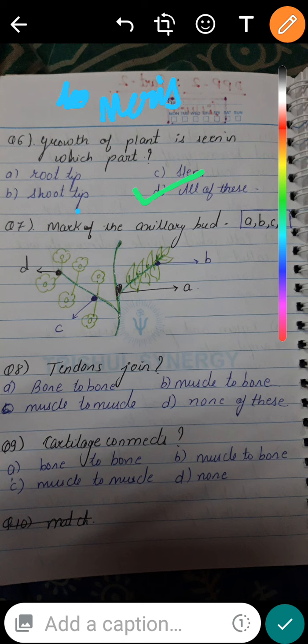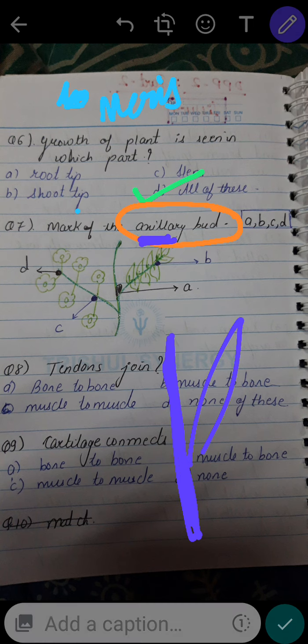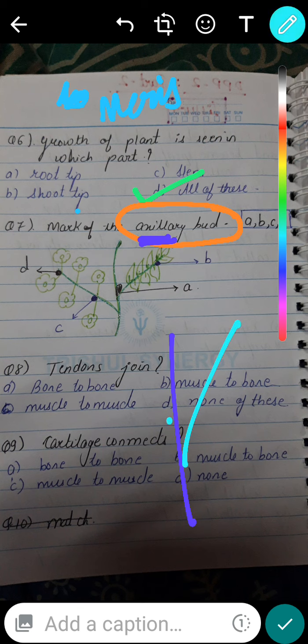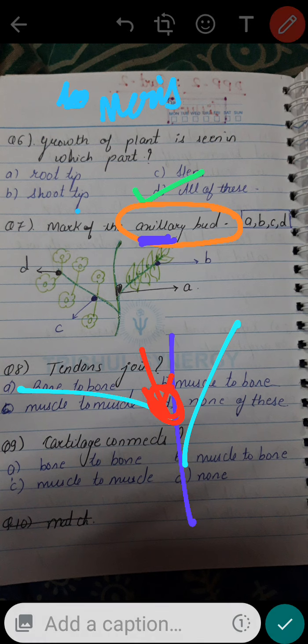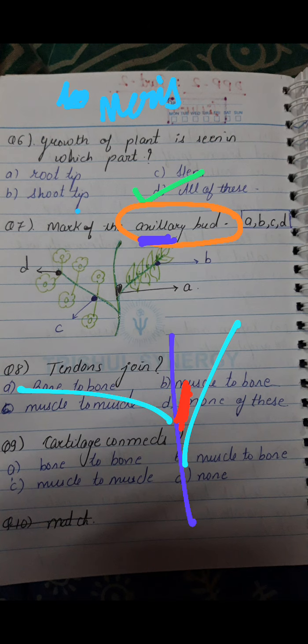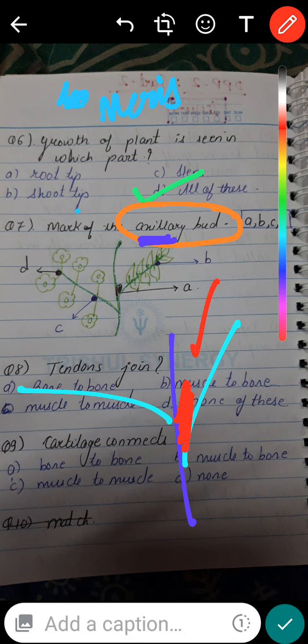Now this is quite an interesting question. Mark the axillary bud. You should know what an axil is. Axillary bud means it grows in the axil. Now what is the axil? When you draw the stem, this is the stem, and this one is a branch. The position between these two is known as the axil. So the bud which grows in the axil is known as the axillary bud.